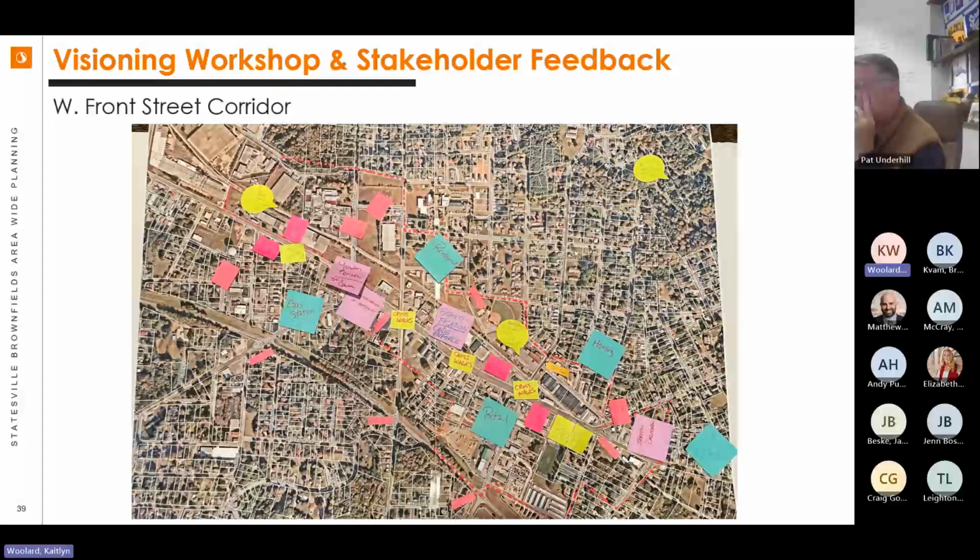Yeah, crosswalks, connectivity, and so on. So again, the other votes reinforced a lot of things that we wanted to hear, or we had heard already. But again, number one for Front Street, people wanted to spend their money on retail and restaurants.